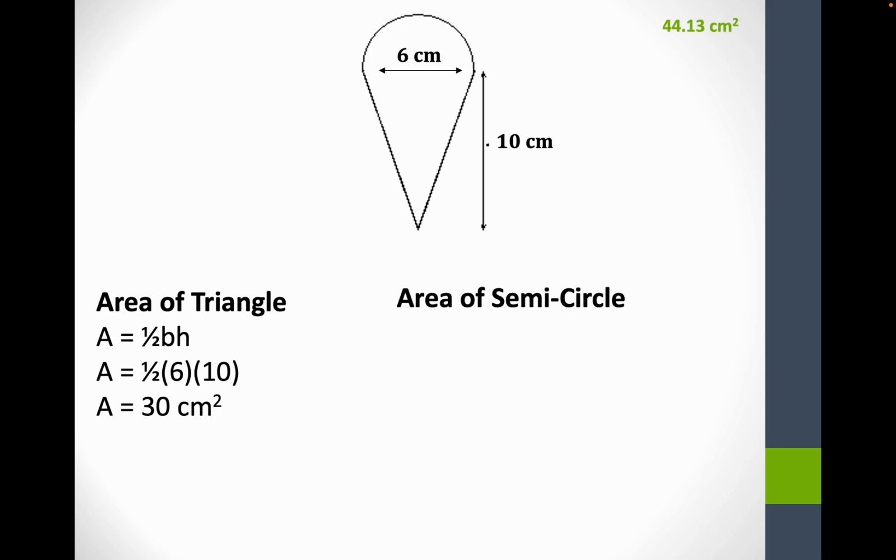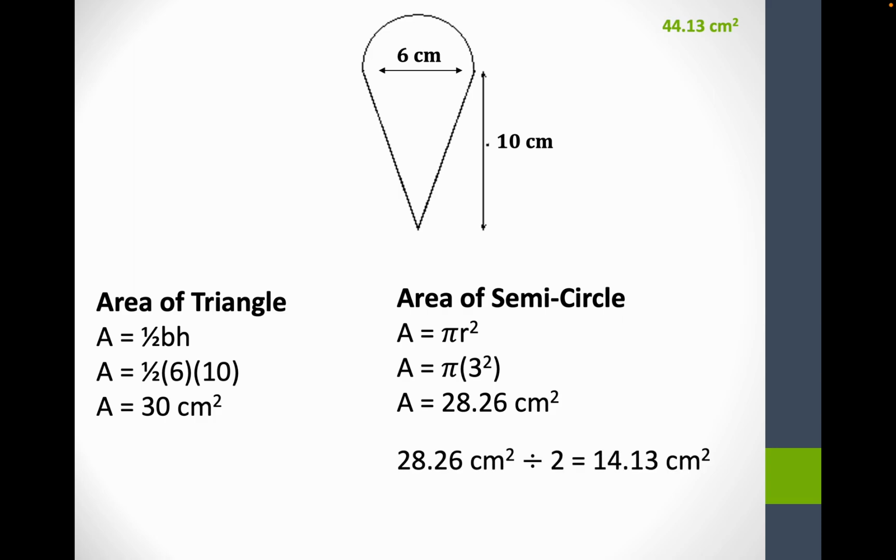The area of the semicircle will be found by finding the area of a full circle and then splitting it in half. The area of the circle is pi times the radius squared. The radius of that circle is 3. Pi times 3 squared is 28.26 centimeters, and then when we cut that in half to be a semicircle, we get 14.13, adding them together for a total area of 44.13 centimeters squared.